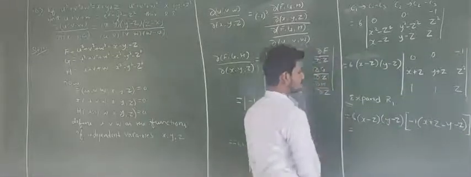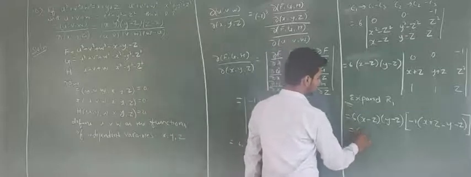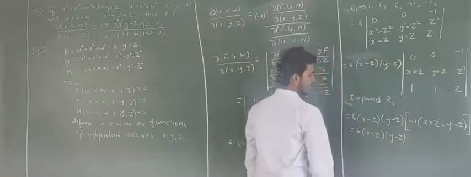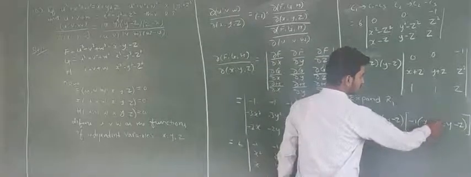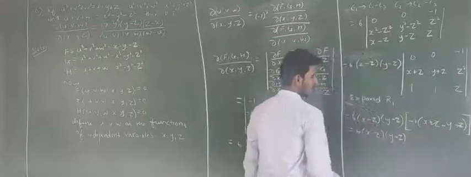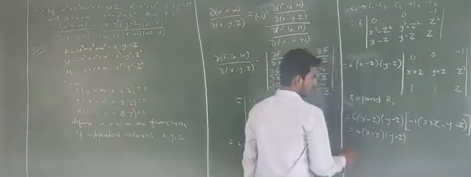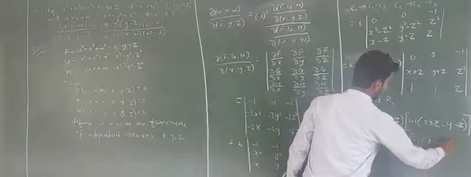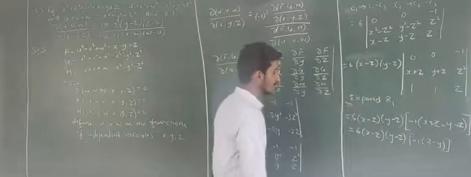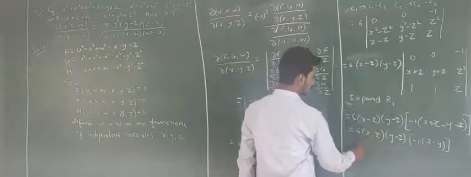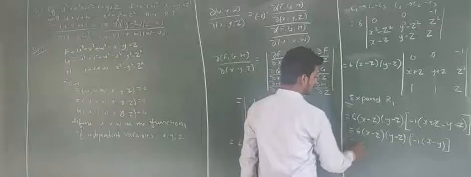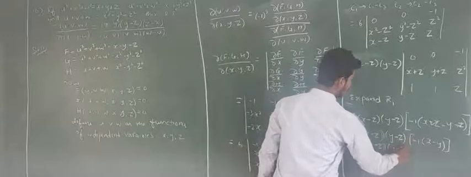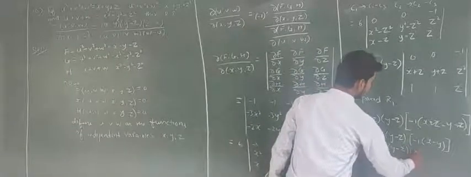So here the remaining terms are 6 into x minus z into y minus z. Next, plus z and minus z cancel, then the remaining will be minus 1 into x minus y. So we will take that minus outside, that will be minus 6 into x minus z, y minus z and x minus y.